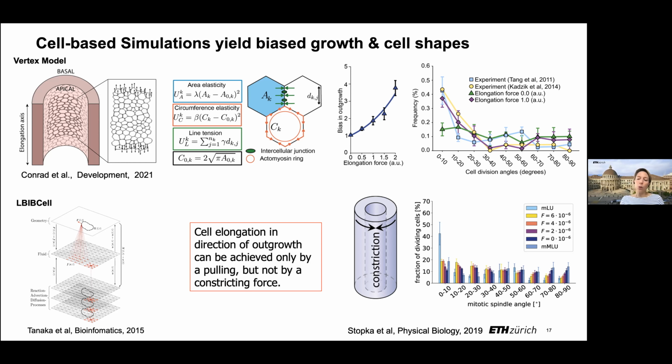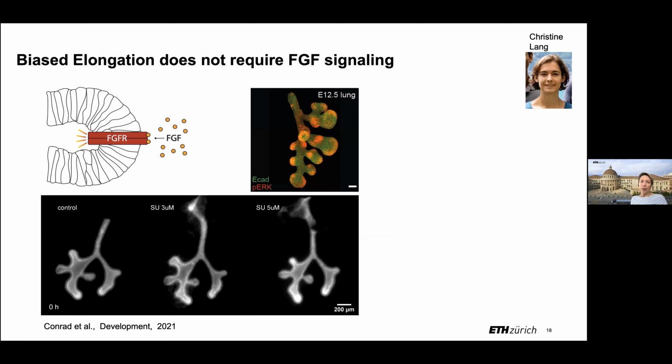So what could be that pulling force? So the first idea one might have is that the Turing mechanism suggests that FGF signaling is concentrated at the tips, and that this creates a bias of whatever description. And indeed, also PERK, which is a downstream signaling factor of FGF10, is clearly concentrated at the tips.